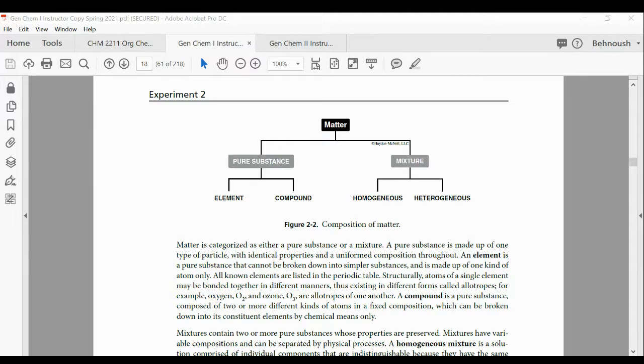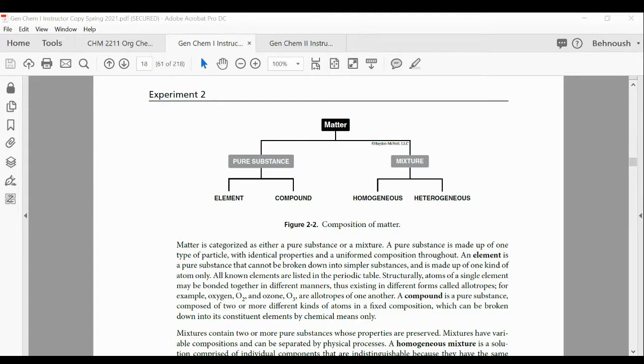So a homogeneous mixture, the other name for it is solution, and it's the same throughout. When you have a heterogeneous mixture, both of them are mixtures, but it's not uniform, and the components of the mixture maintain their own properties. The definition is that they maintain their properties. You could see them separately. Give me an example of a heterogeneous mixture.